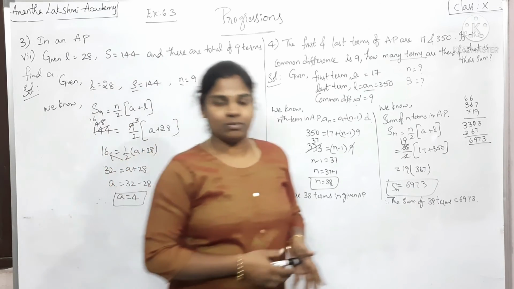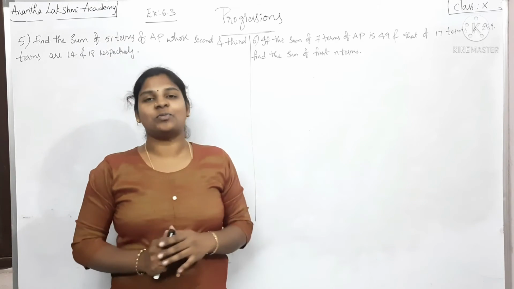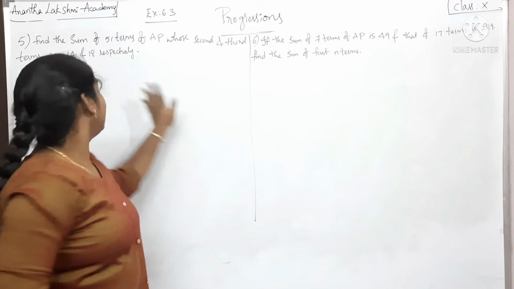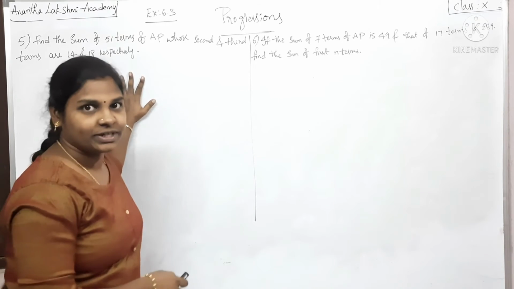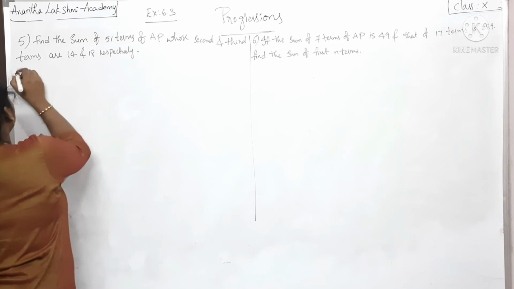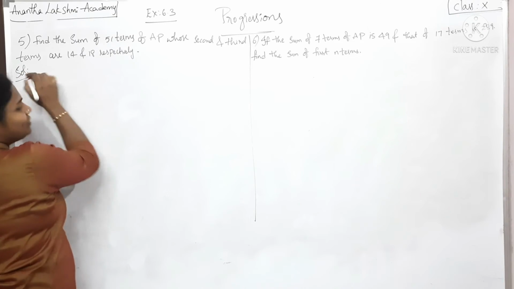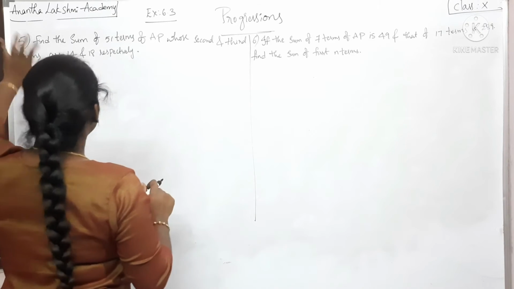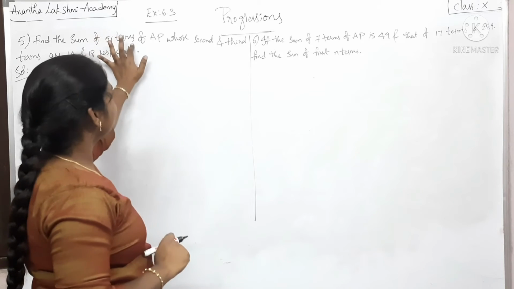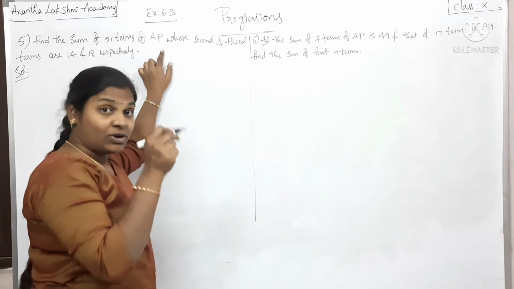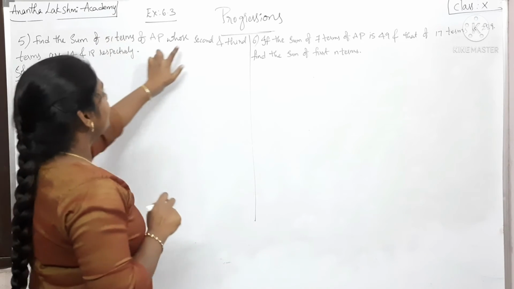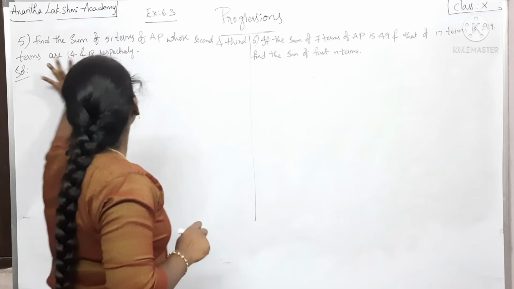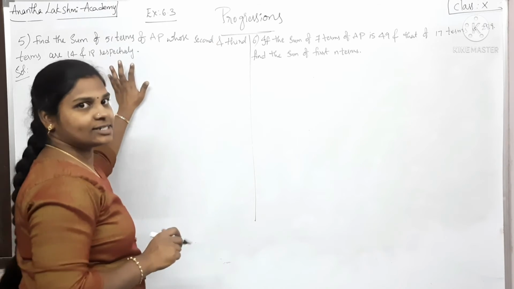Let's look at the next problem. I have the 5th and 6th problems written on the board. Let me read out the 5th problem for you. They are kind of vice versa problems. Let me explain. Find the sum of 51 terms of an AP. Here, the number of terms is given, 51, whose second and third terms are 14 and 18 respectively.